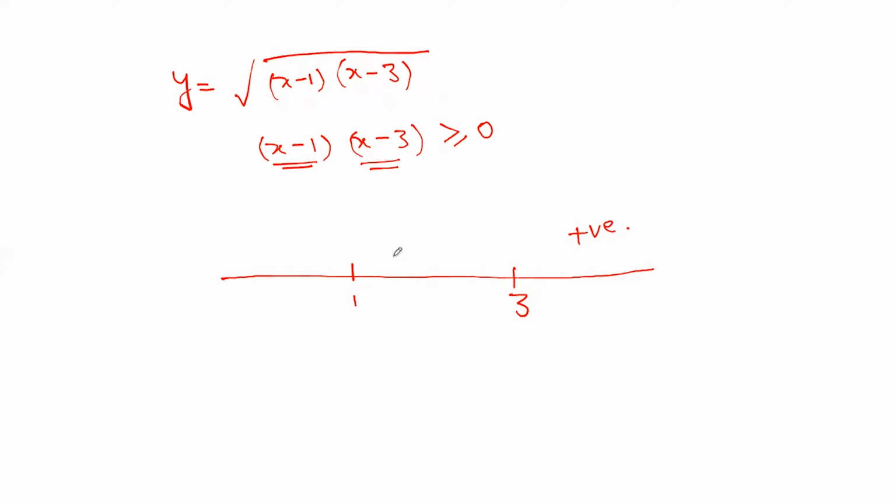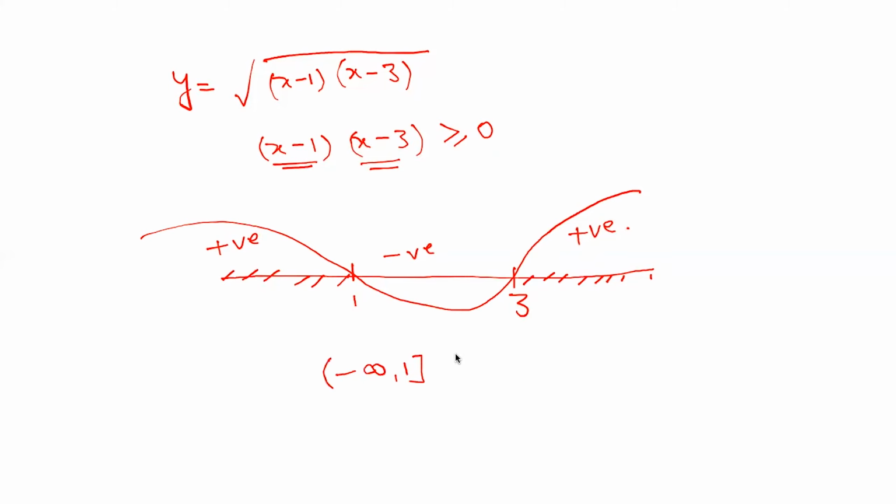Then we know that this will change the sign, so this will be negative and then this will be positive. So it goes positive, negative, and positive. What we require is the product to be positive, so this is the portion and this is the portion. So minus infinity to 1, union 3 to infinity. This is called the domain, or the values of x. So x must satisfy all the values between minus infinity to 1 and 3 to infinity, for any under root portion.